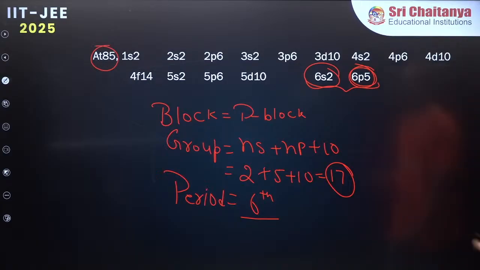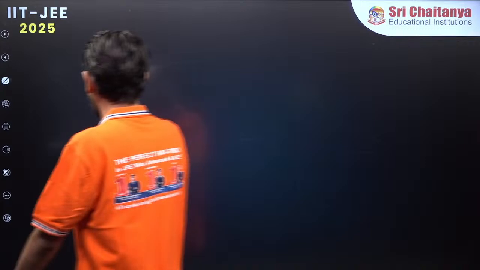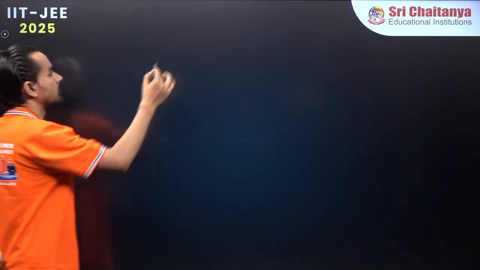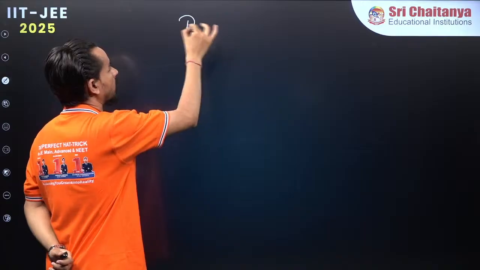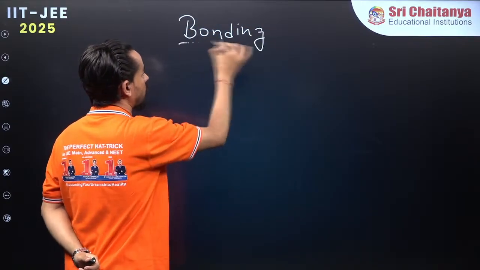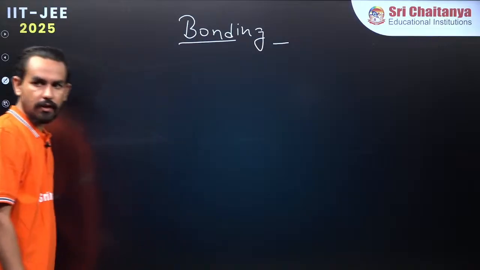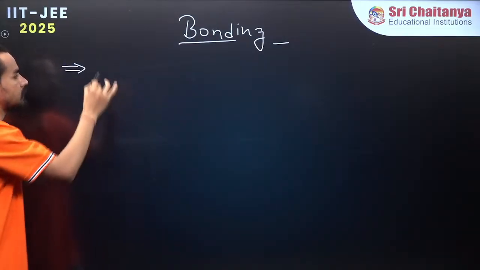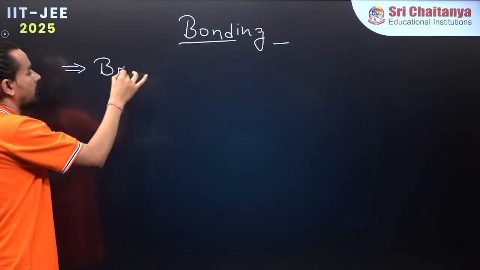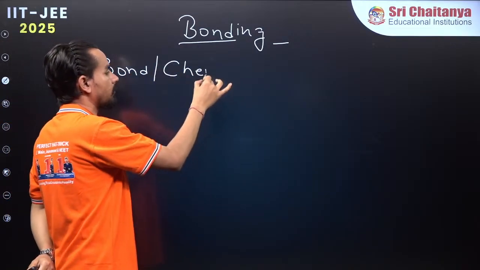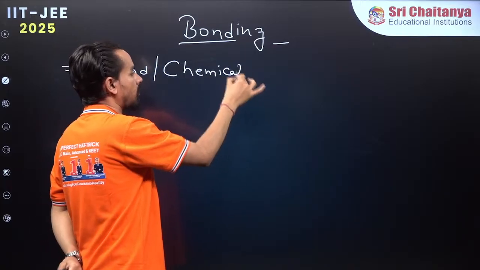Okay, let's move to the next topic, and the next topic that we have to do is bonding. We have to talk about bonding. Okay, what is bonding? In bonding, the first thing that is necessary is bond, or we call it chemical bond. Okay, chemical bond is what?